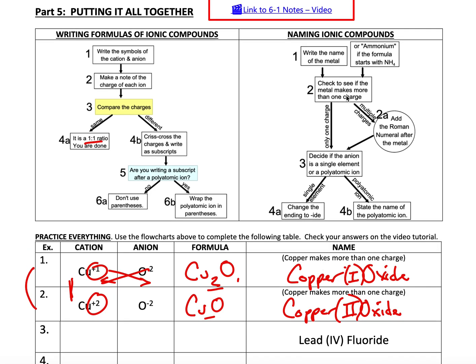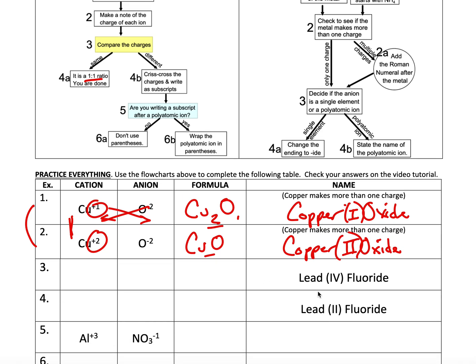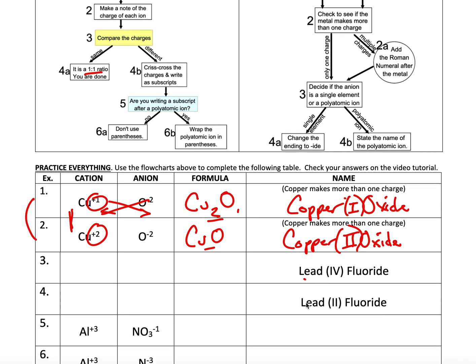All right, so when we were writing the names, we wrote the name of the metal, copper. We checked to see if the metal makes more than 1 charge. We knew it did. Multiple charges, we added Roman numerals, and then we go right back to the anion. The anion is just a single element, so we changed oxygen to oxide. If it was a polyatomic, then we would just say the name of the polyatomic, but that didn't apply yet. So let's do the next one. We got lead and lead. We also have Roman numerals. That's giving you an idea that lead can make more than 1 charge.